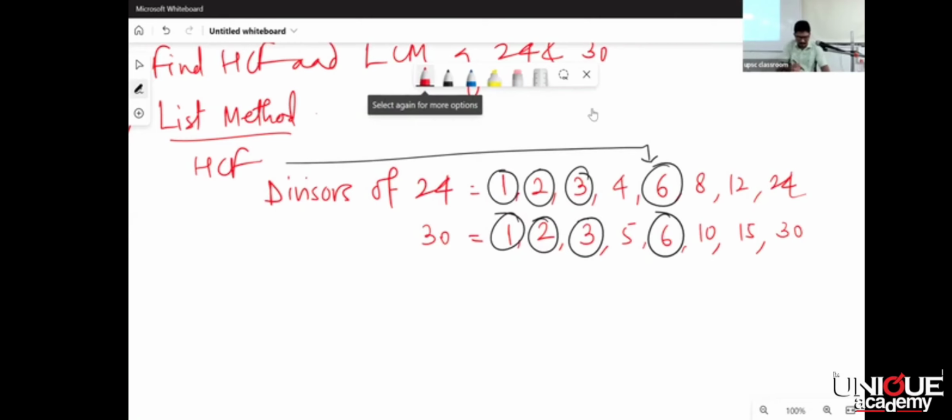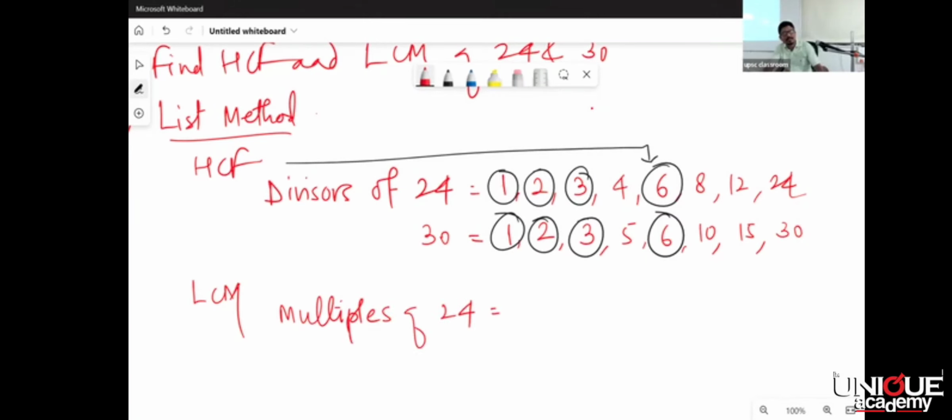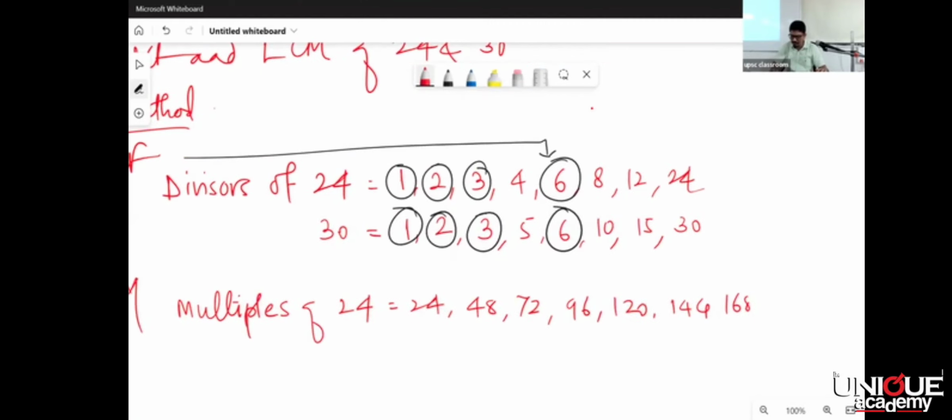Is it clear? Okay. Now from the LCM point of view, here we have multiples of 24. What do you mean by multiple? The numbers which are divisible by the given number. So multiples of 24 means the numbers which are divisible by 24. Which is the smallest multiple of 24? 24 itself. Next is 48, then 72. Is it clear? So 24, 48, 72, 96, 120, 144, 168, and so on. These multiples are infinite. Divisors are limited, or you can say finite, but multiples are infinite.